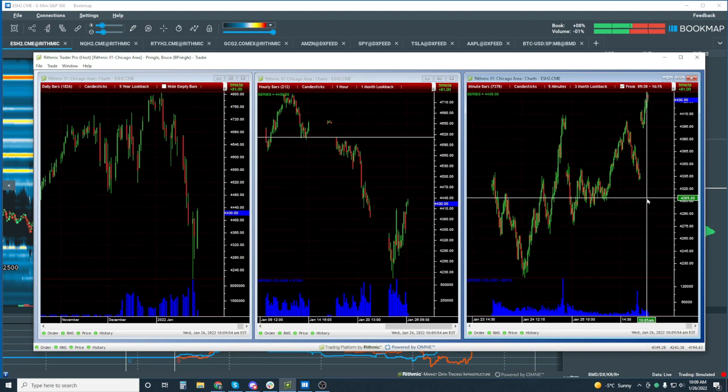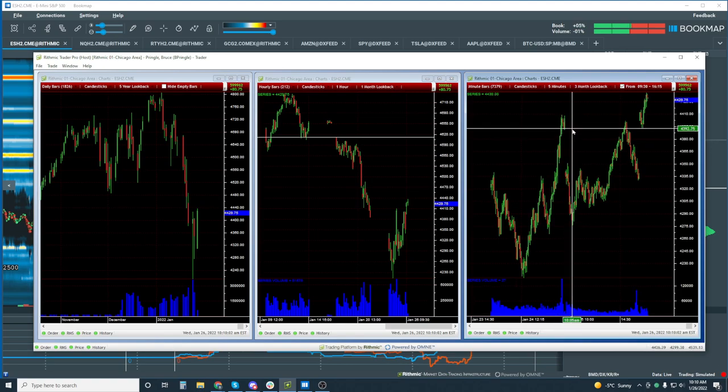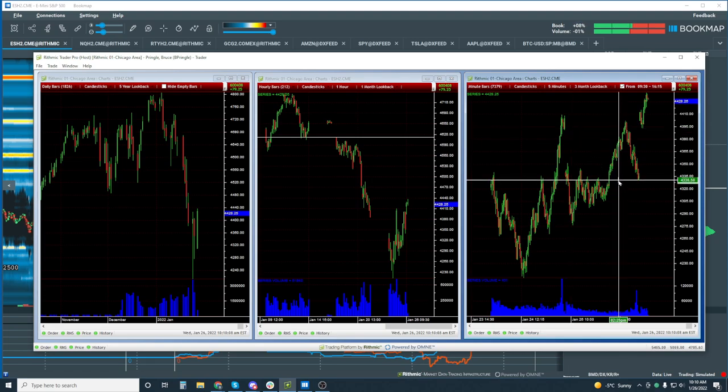And where did they go? Okay, look at the market structure. They went up to this little structure up here. Okay, and that was about it, and then it sold off. Where did it sell off to? Just about where it initiated here. Okay, so when we draw up our structures in Bookmap, we're doing the same process here in this chart.